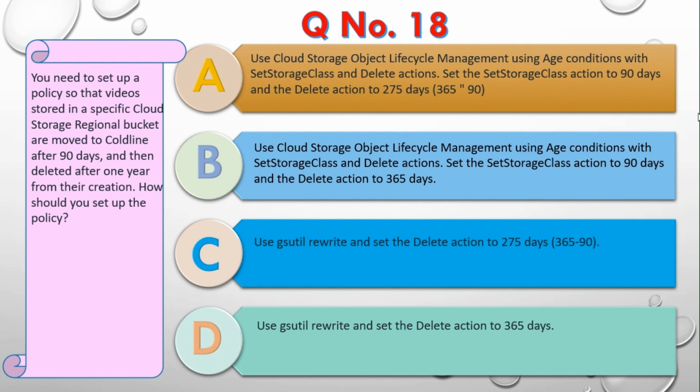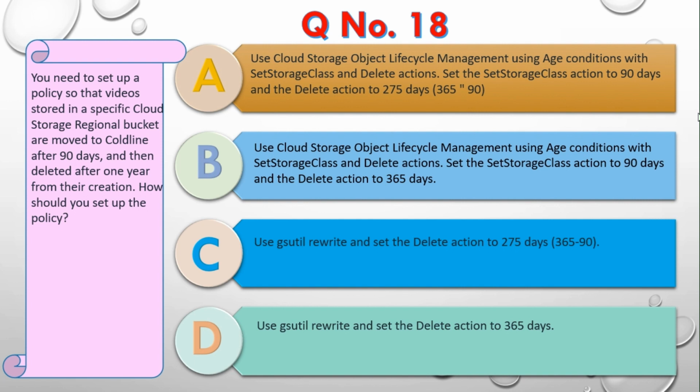Option A, use Cloud Storage object lifecycle management using age conditions with set storage class and delete actions. Set the set storage class action to 90 days and then the delete action to 275 days, 365 minus 90. Option B, use Cloud Storage object lifecycle management using range condition with set storage class and delete actions.